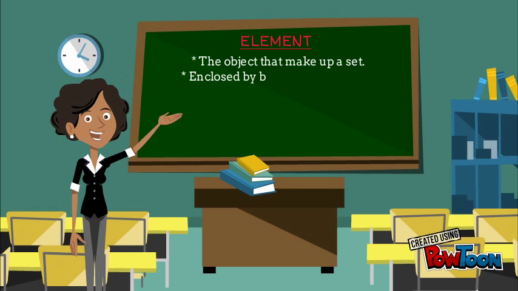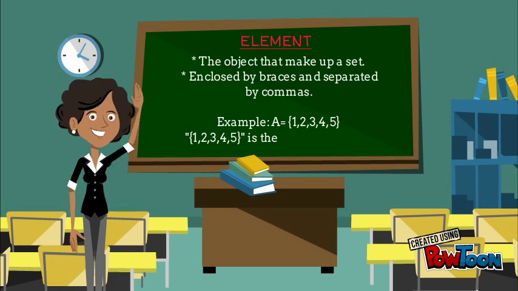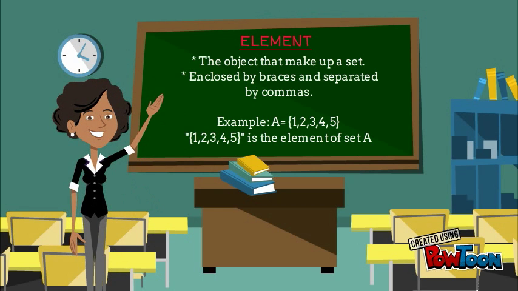Element, the objects that make up a set, enclosed by braces and separated by commas. Example, set A is equal to {1, 2, 3, 4, 5}. 1, 2, 3, 4, and 5 are the elements of set A.